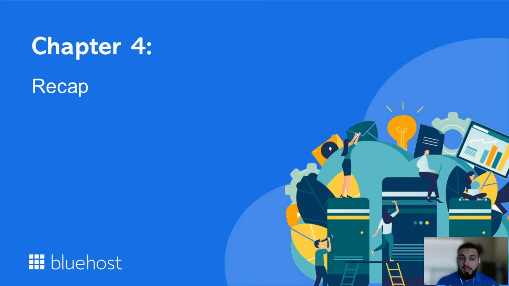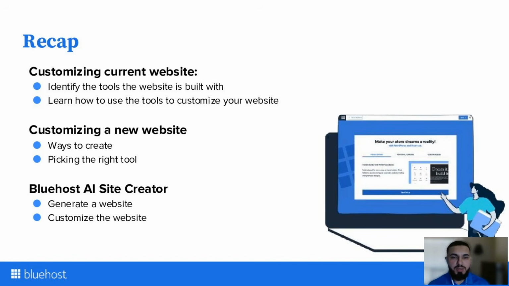So with that, let's go to the recap. We talked about customizing an existing website, and the importance of identifying the tool the website is built with in order for us to learn how to use the tool and customize the website. We also talked about creating and customizing a new website, and the ways available for us to create one: the tools, whether they're page builders, themes, or the Bluehost AI.